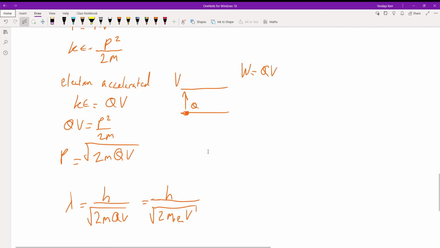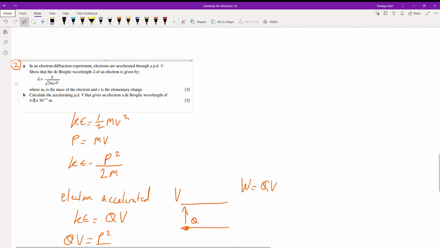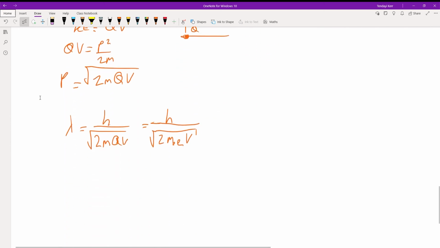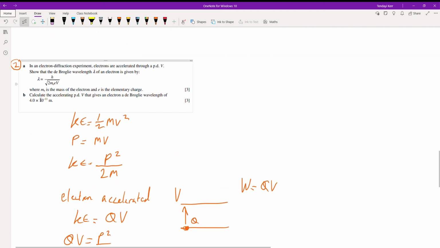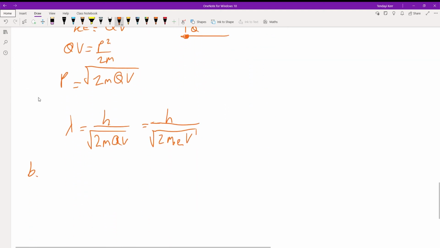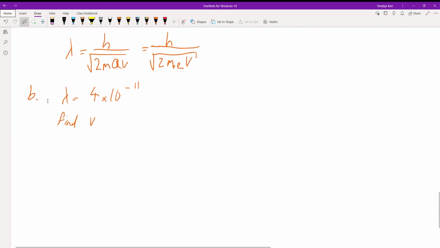Okay, final bit then is part B. Calculate the accelerating PD that gives a de Broglie wavelength of 4 times 10 to the minus 11 meters. So for B, lambda is 4 times 10 to the minus 11, and we need to find V. So we're making V the subject.